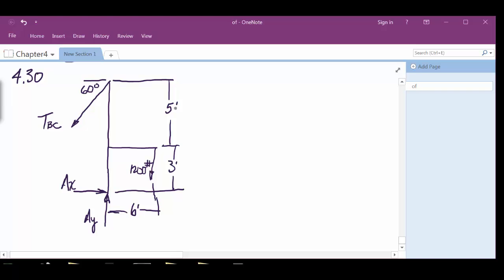So we'll do sum of the forces in the X relative to 0, right? And we've got minus the tension in BC cosine of 60, plus AX. Two unknowns, we move on.